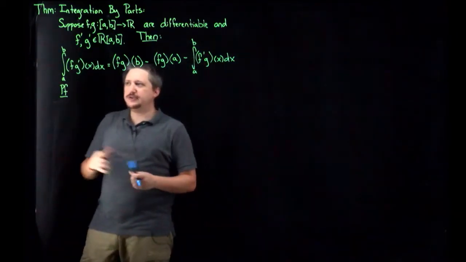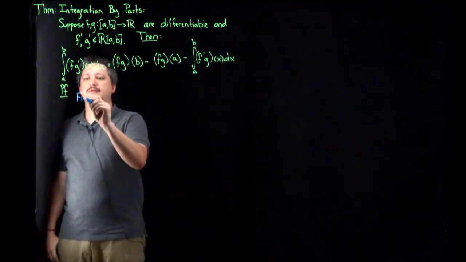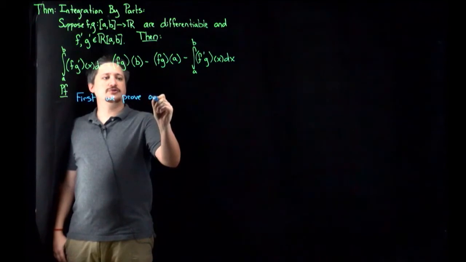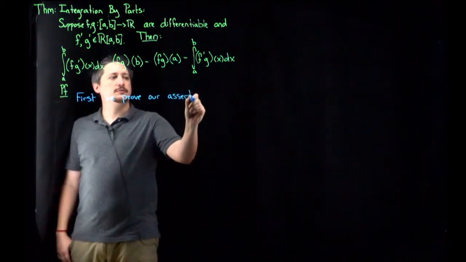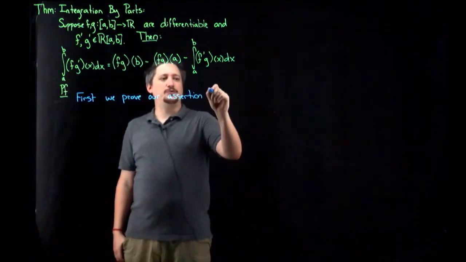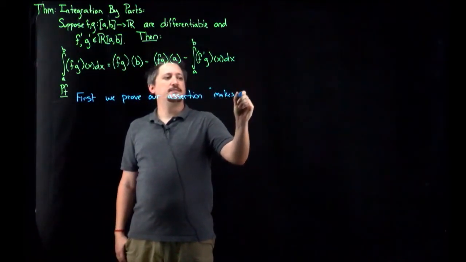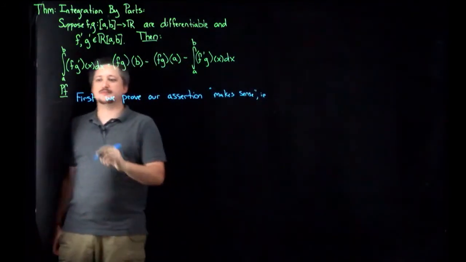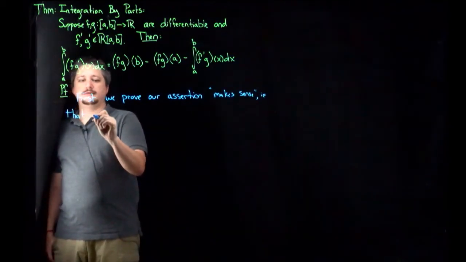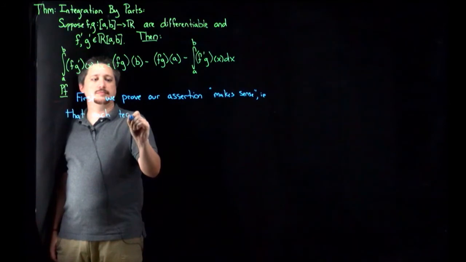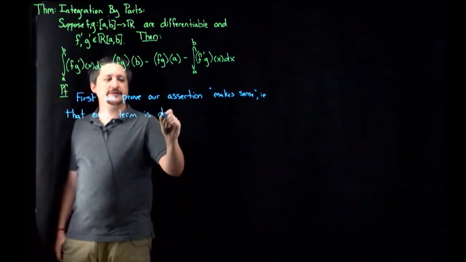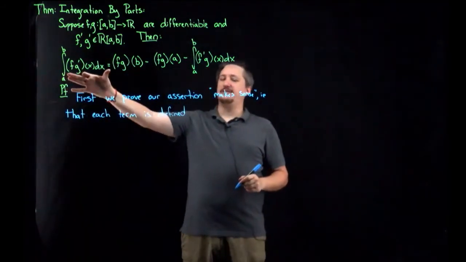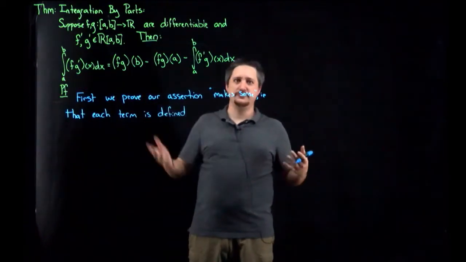So the first thing I'm going to do then in my proof, so first, we prove our assertion. I will put in parentheses, makes sense. Which is to say, i.e., in more rigorous terms, that each term is defined, or properly defined, right? That this thing actually does have a value, and thus I can talk about what it's equal to, okay?